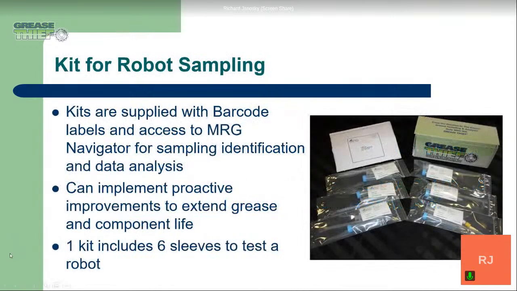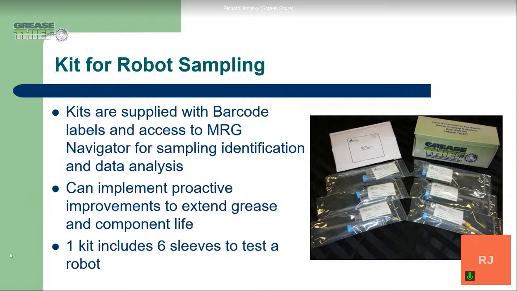So here on the right, you can see a picture of the kit. As we mentioned, robots often have 6 axes, so the kit comes with 6 sleeves to take a sample from each axis. They're supplied with a barcode label and identification for Navigator so that the samples can be put in and data can be retrieved. That can also be done if you're screening on site, to monitor and enter the data in. And then that can help implement proactive improvements to extend the grease and component life.